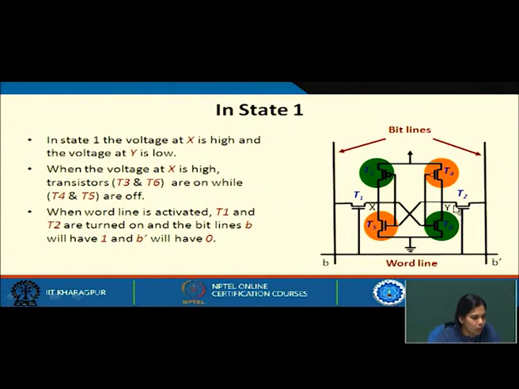Similarly, y is low, or 0. So, this will be non-conducting, but this will be conducting. So, T3 and T6 will be conducting and T4 and T5 will be off. Now, when the word line is activated in a similar fashion, T1 and T2 will be turned on, and the bit line B will have 1 and bit line B bar will have 0. So, this is what happens in state 1.